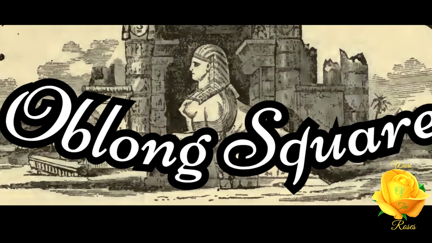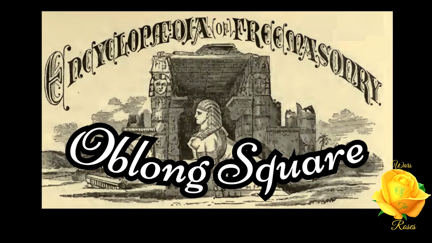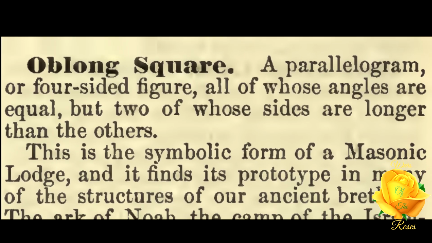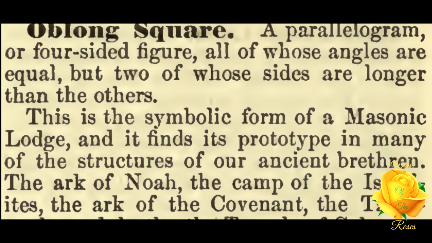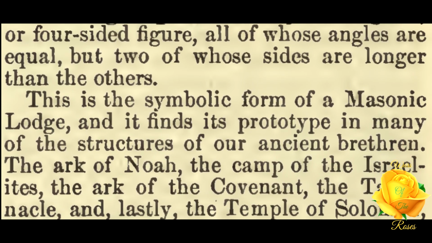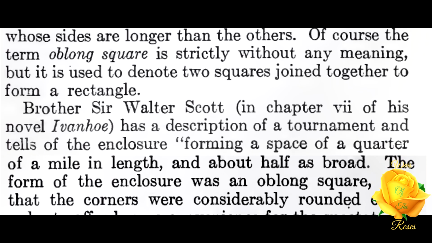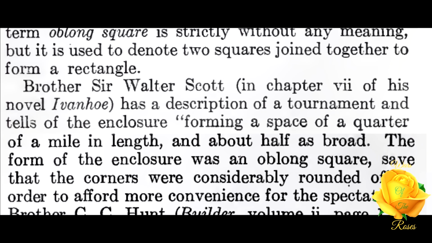This is Oblong Square from the Encyclopedia of Freemasonry by Albert G. Mackey. Oblong Square, a parallelogram or four-sided figure, all of whose angles are equal, but two of whose sides are longer than the others. Of course, the term oblong square is strictly without any meaning, but it is used to denote two squares joined together to form a rectangle.